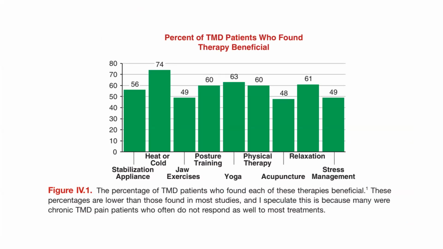And since the management of the temporomandibular disorder generally includes a combination of therapies, various combinations of therapies can help us to relieve the disorder. This basically includes various approaches: the stabilization appliance, applying heat or cold, jaw exercises, posture training, yoga, physical therapy, acupuncture, relaxation, or stress management. These various approaches can help in the management of the temporomandibular disorder.